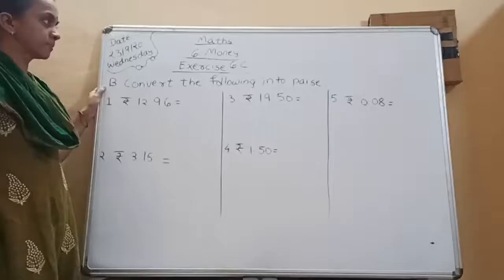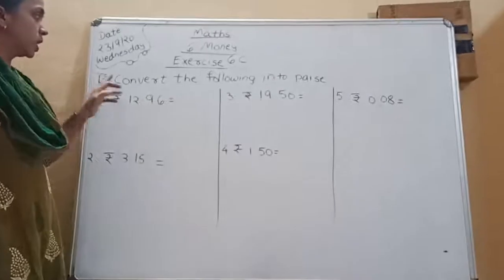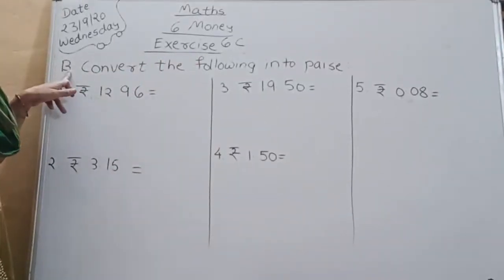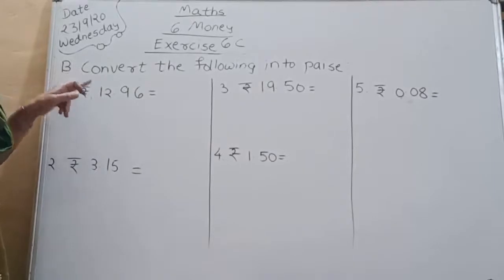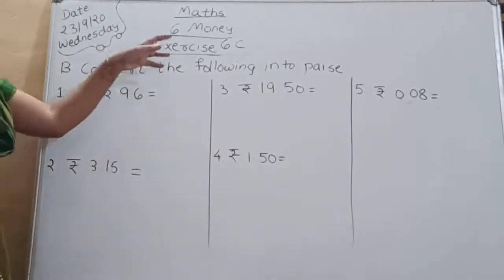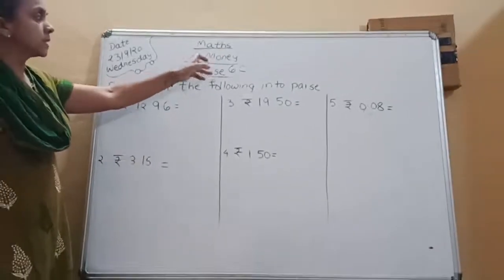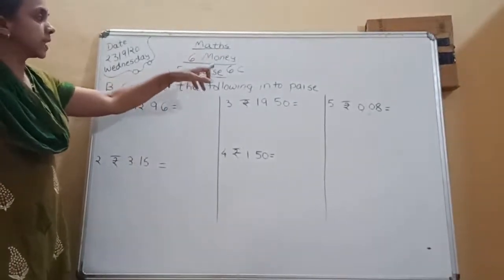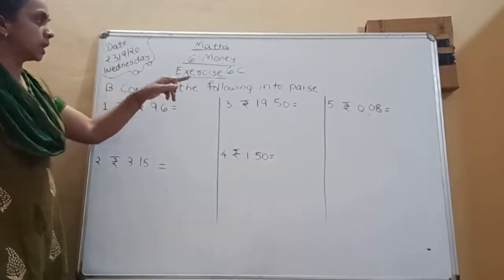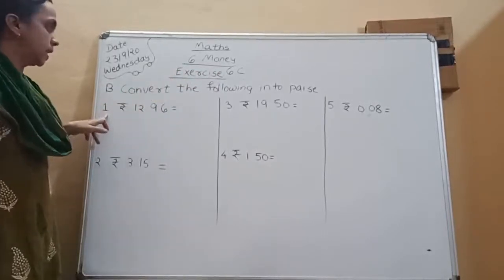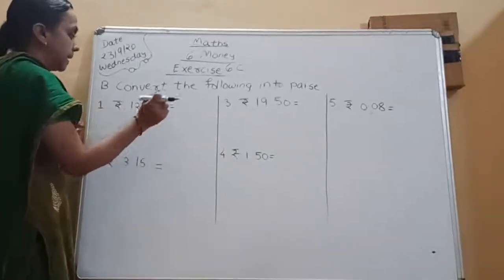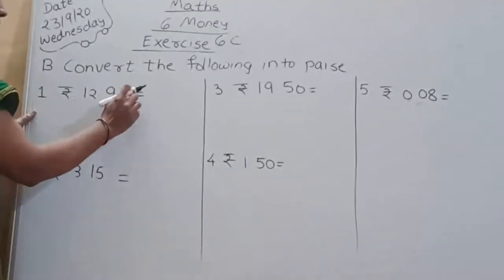Okay. Now see B question. Convert the following into paise. Now this B question you have to write in your notebook, because there is no space given and these examples are very big. So in your notebook you write down 6th lesson money, exercise 6C, then write down B question, convert the following into paise. Then write down first example, rupees 12.96.